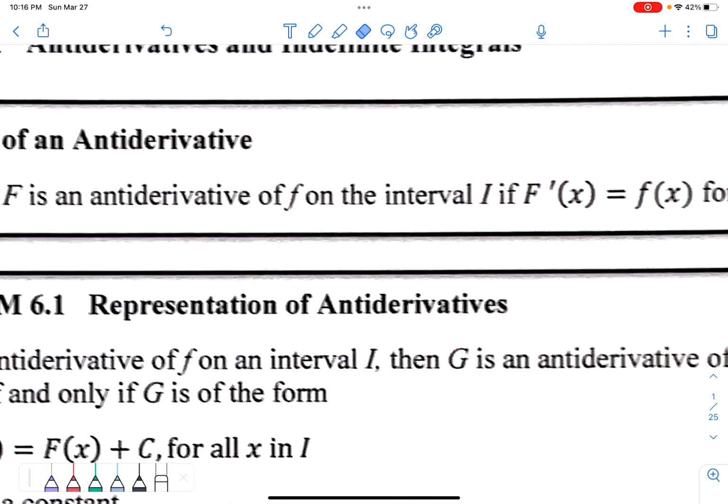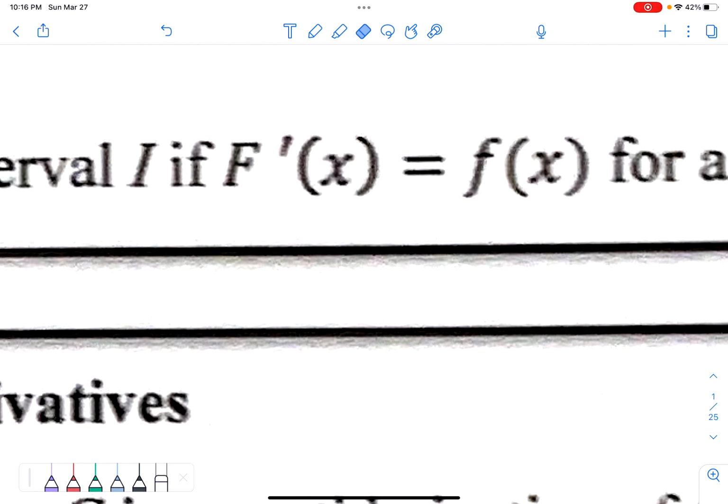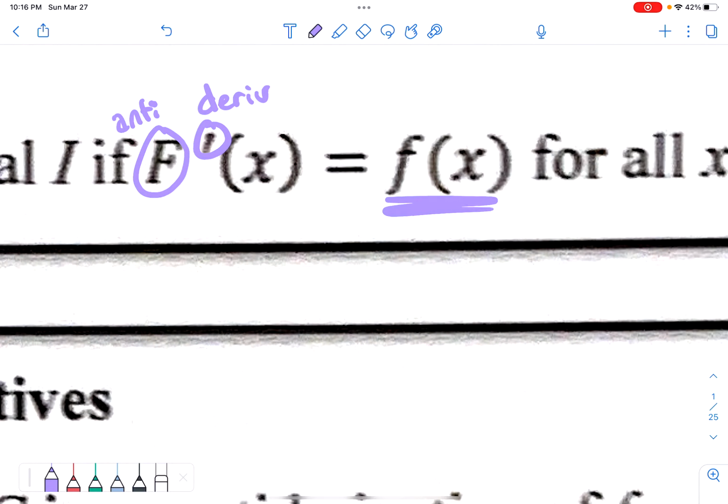So this right here is somewhat confusing. This means antiderivative, right? This is anti. And this guy means the derivative, right? So they're taking the derivative of the antiderivative and they're saying that's the same thing as the original function, which is what we just illustrated up above. If I take the derivative of an antiderivative, I get to the original function.